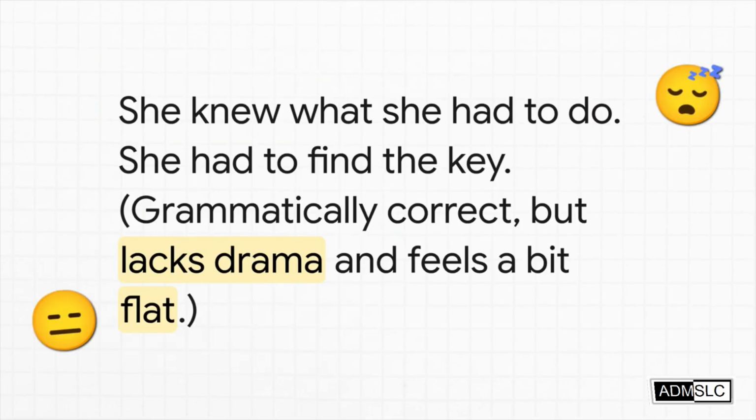So let's look at this example. She knew what she had to do. She had to find the key. Again, totally correct. Does the job. But it's kind of flat, isn't it? There's no punch, no drama.